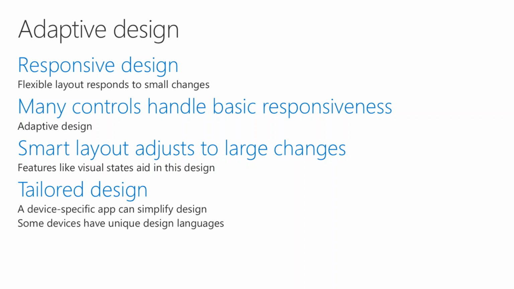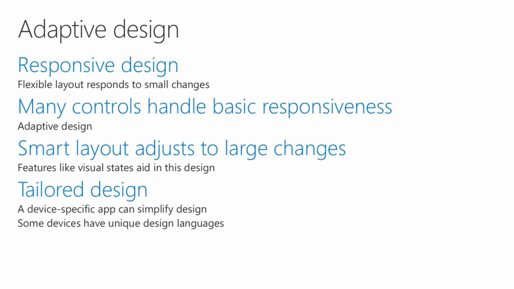Yeah, that's relative positioning. So at runtime, I can change this relative positioning depending on where I'm running, right? And the smart layout adjusts to large changes like visual states. So this is nothing new. Many people who have done core WPF will understand what visual state is all about.